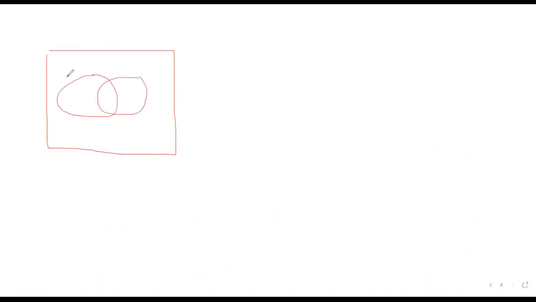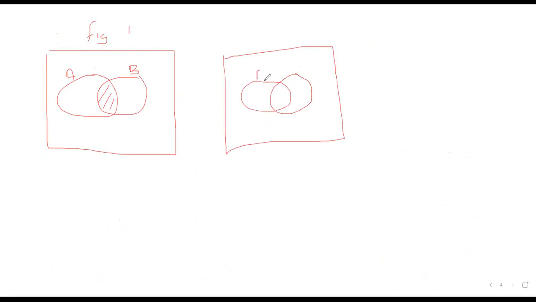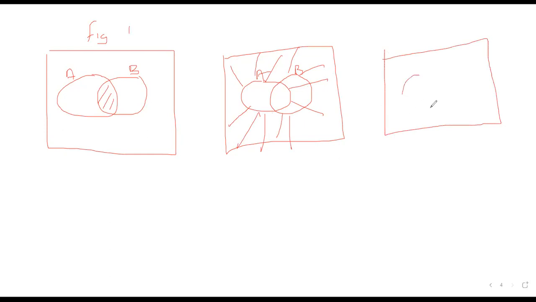I need you to tell me, of my shaded regions, what is represented by figure 1, what is represented by figure 2, and what is represented by figure 3, with sets A and B. Can somebody tell me what is in figure 1, figure 2, and figure 3? Figure 1 is A intersection B.